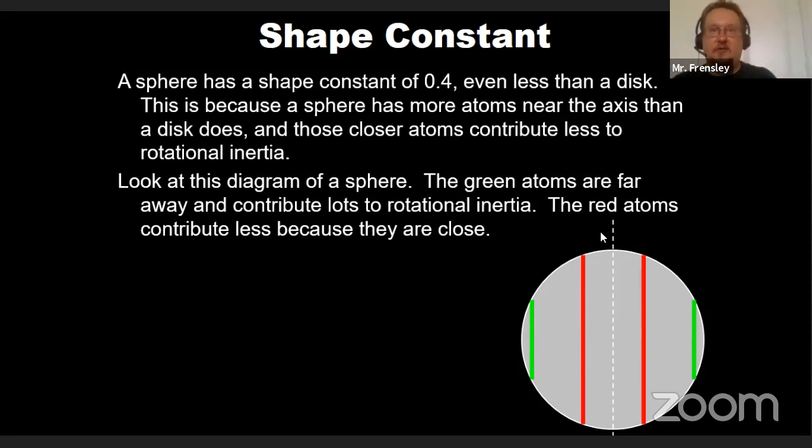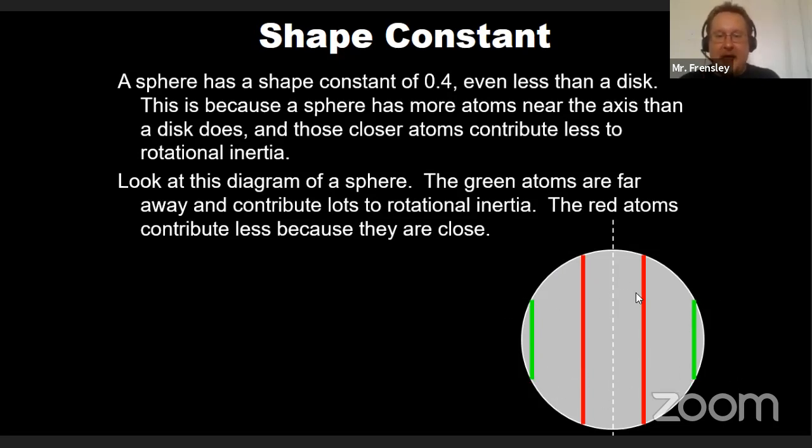So think about all the cylinder. If you're in calculus, you'd know about the shell method, right? So go ahead and cringe now because I just said it. I want you to imagine doing a shell method on this sphere where you have a cylindrical shell right on the axis, and those atoms contribute nothing. And then this red cylinder contributes just a little bit. And then this green cylinder out here, look at that green cylinder out here.